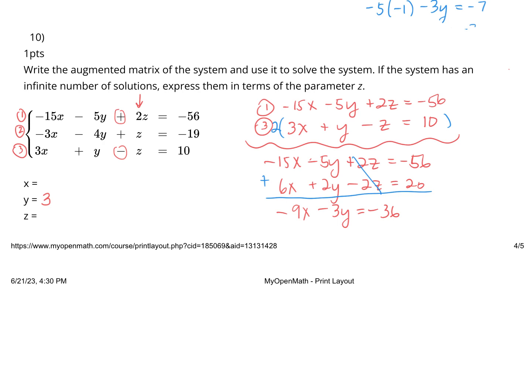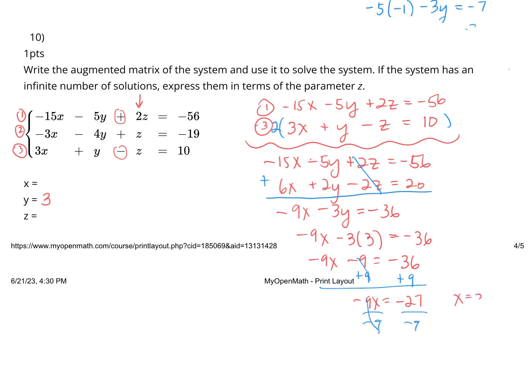Now I know the y value, so I can plug that in. So negative 9x minus 3 times y, which I found was 3, is equal to negative 36. And this will allow me to solve for x. So combine those together, add the 9 to both sides. So we get negative 9x equals negative 27. Divide by negative 9. And you see x is also 3.